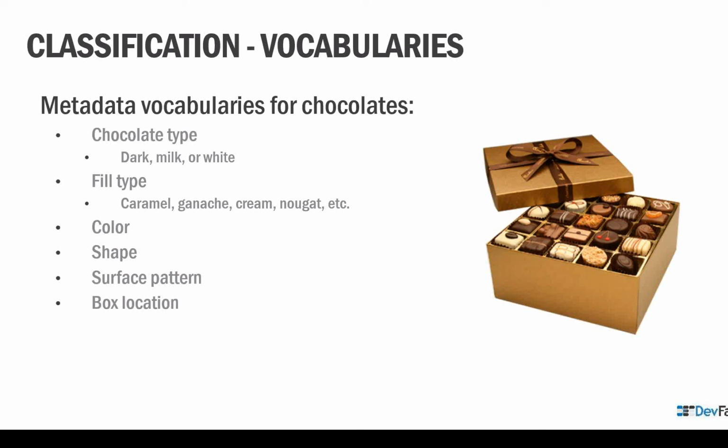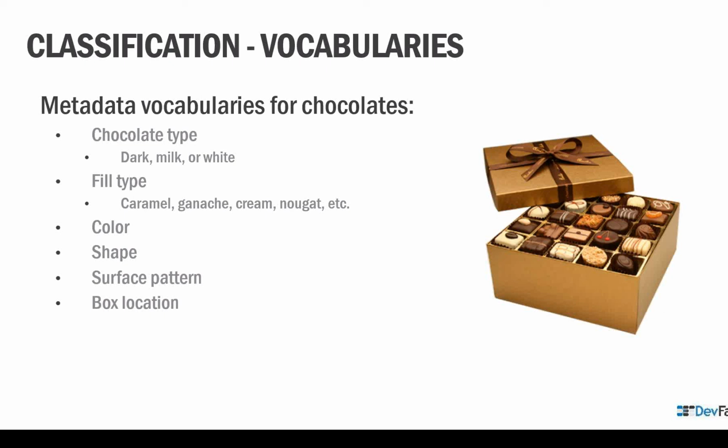Okay? The other things that we have, color, shape, and surface pattern, we talked about already. Maybe we want to fix those in a vocabulary. Only give them: it's a square, it's a semicircle, it's a rectangle. Those are what they're allowed to define it as. That's it. That's all they're allowed. Okay? And then the last one is box location.